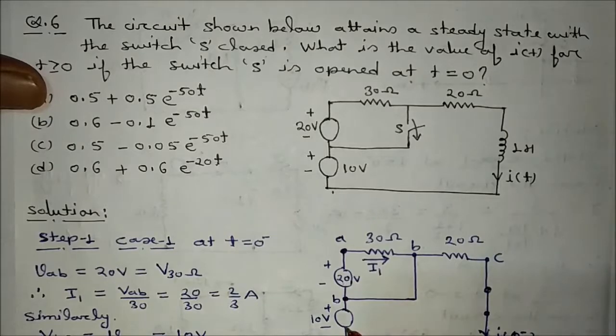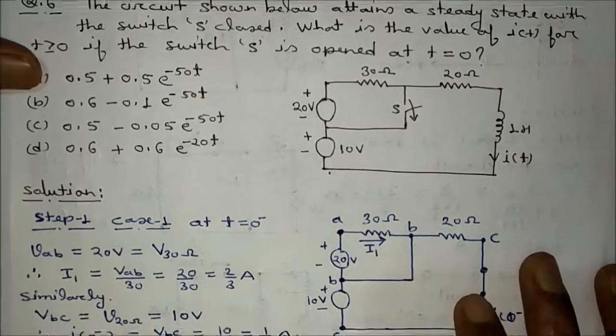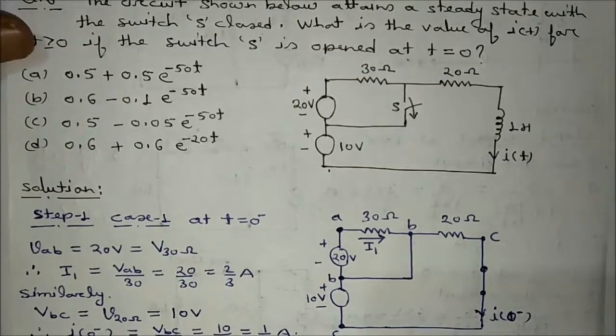This is 20 volt, this is 10 volt, this is 20 ohm. The inductor will be shorted at t equal to 0 minus. Now we want to calculate this current.